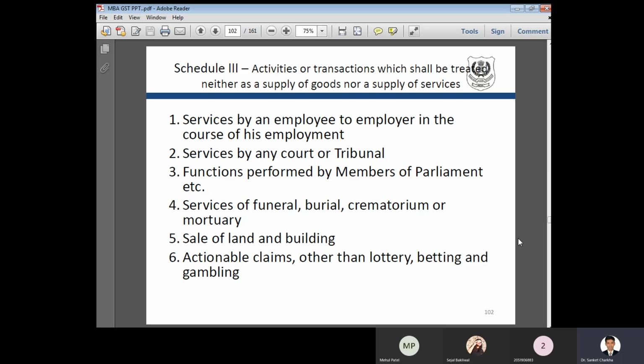Actionable claims other than lottery, betting and gambling. So all types of claims, whether bills receivable, bills payable, any amount that you have to recover, any claim that you are making under terms of insurance and so on, are not under the purview of goods or services because they are not visible, not tangible, and cannot be transferred from one person to another, and hence they are not under the purview of GST.